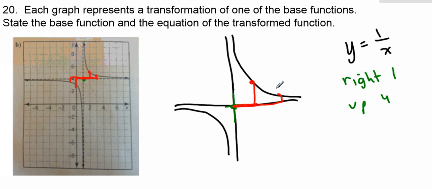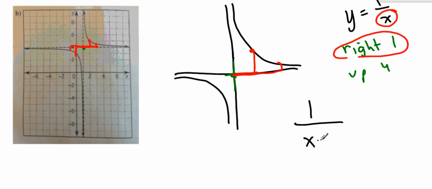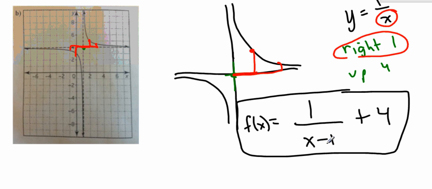So what would that look like? The change to the right has to happen inside the function. So that's what this looks like. And up 4 happens outside the function. So there's my transformed function. Right 1, up 4. Okay.